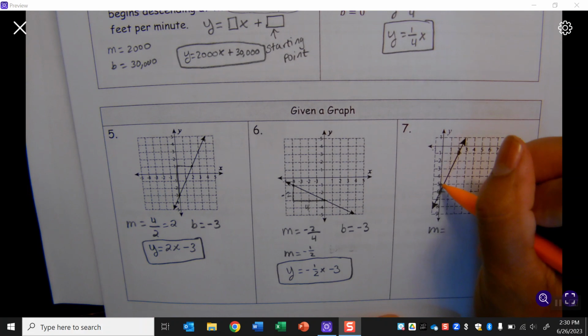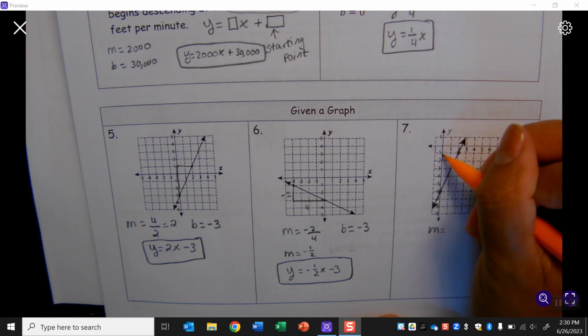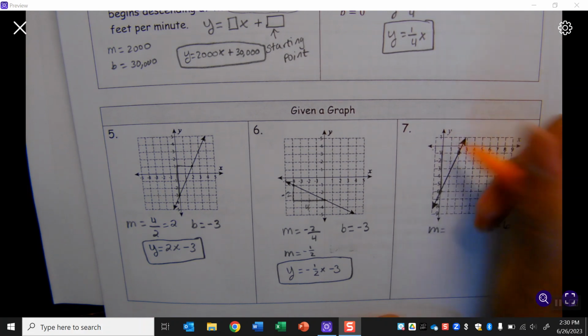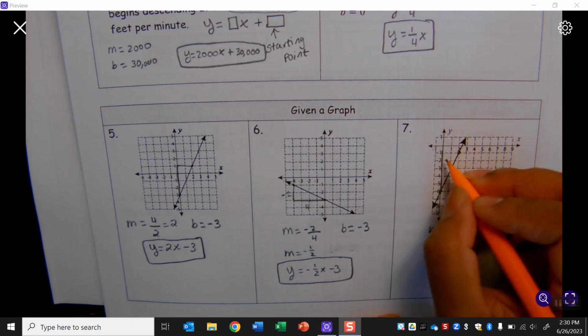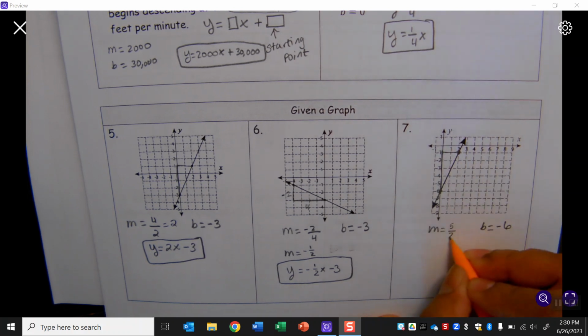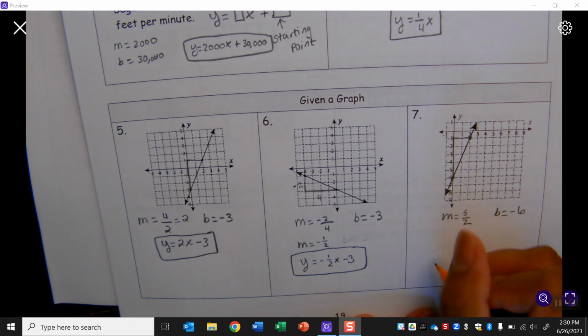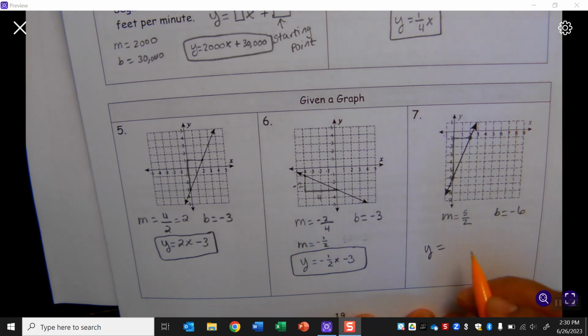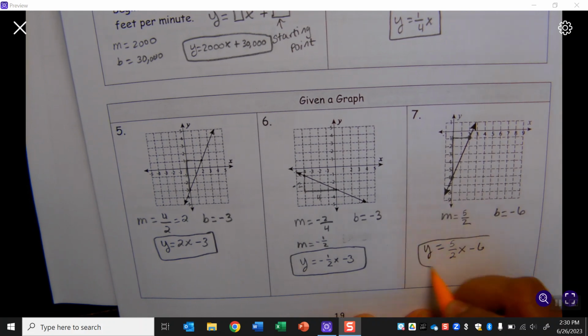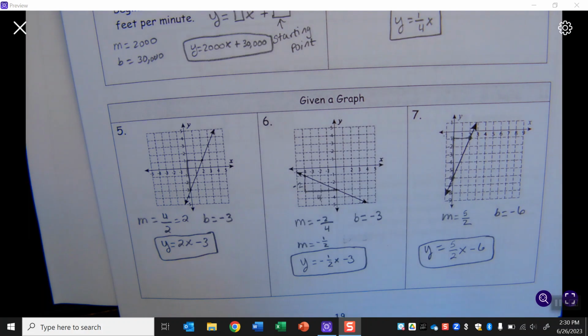So rise is 1, 2, 3, 4, 5. It's up 5, so that's positive 5 over 1, 2. 5 over 2. So to finish writing it in slope-intercept form is y equals 5 over 2x minus 6. That's about it.